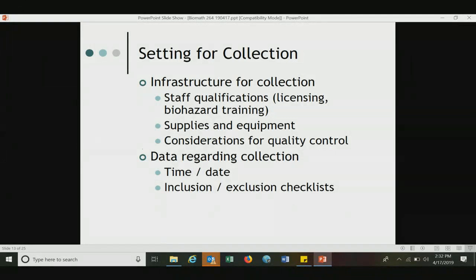Again, we've talked about quality control before, but you're going to be going to all these places. Then make sure that you collect information about the collection. So what time of day was it done? And that you have these inclusion-exclusion checklists. So for sure, you want to ask, as standard, if you're going to get an x-ray, take a pregnancy test. If you have metal in your body, you can't get an MRI, those sorts of things.